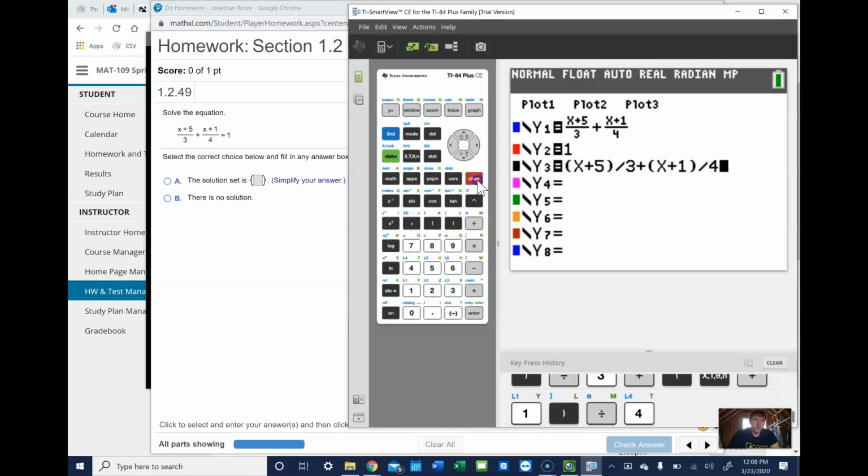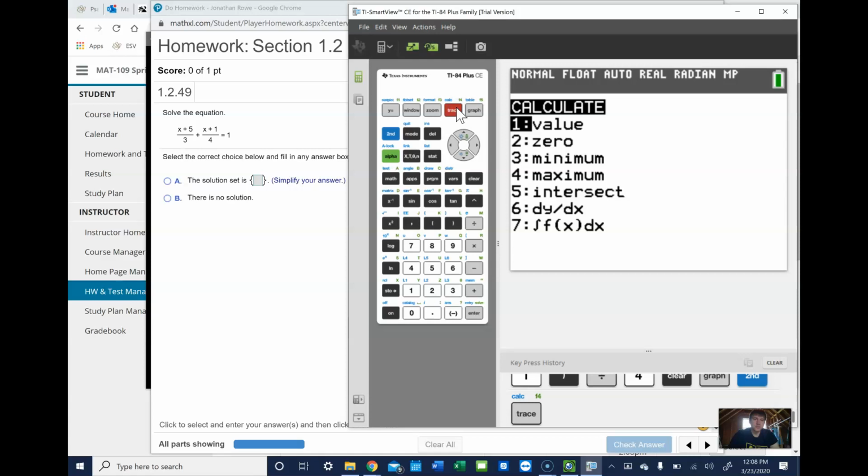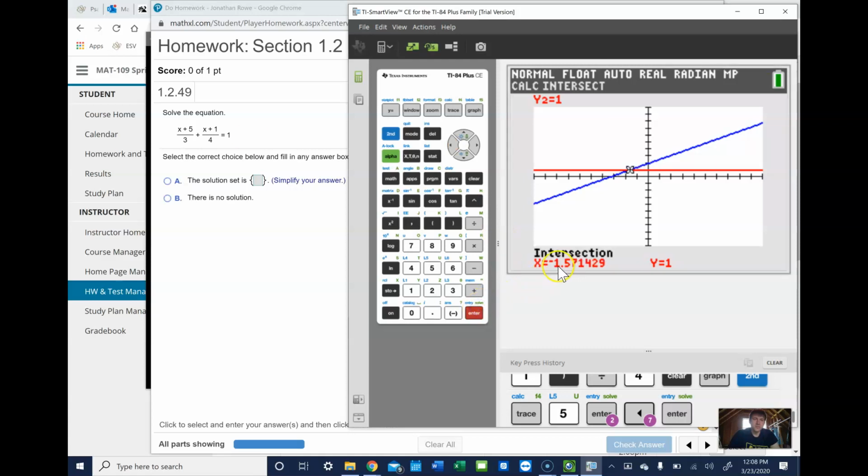I'm going to go ahead and clear that because I don't need it. I'm going to hit graph. And I'm just trying to find where those things intersect. So second calc, option 5 for intersect. First curve. It doesn't matter what I call the first curve. The blue one is fine. The red one can be the second one. Enter. Then it says guess. I'm just going to take it over here close and hit enter. And it tells me that the intersection is negative 1.57.